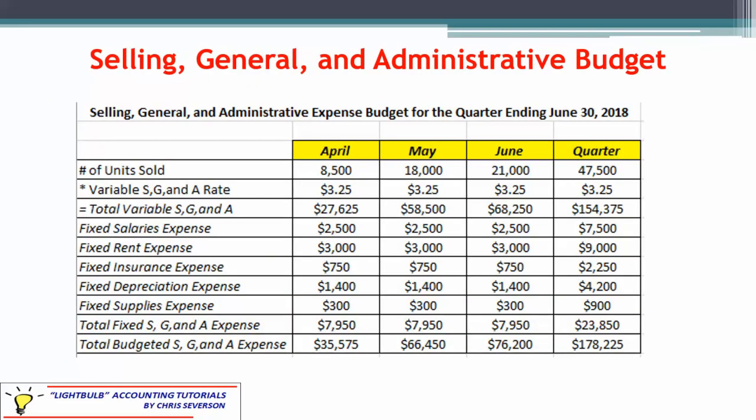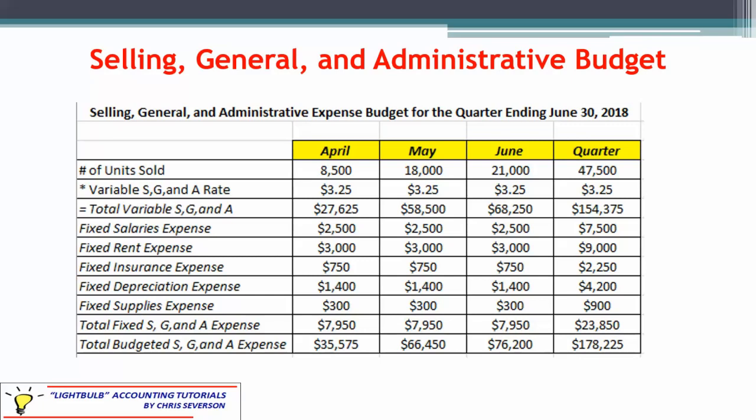So here's what a budget would look like for that. We'd have the three different months here, April, May, and June, of course, and the quarterly total. In this case, a lot of it's based on the number of units sold rather than produced. So here we have 8,500, 18,000, and 21,000. We had quite a bit of an increase from April to May. And they have a rate, in this case a rate per number of units sold, which is pretty common for variable selling, general, administrative. So we have that, and we have our total variable SG&A.